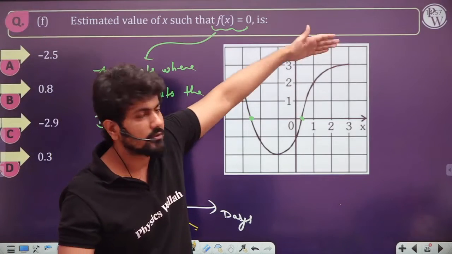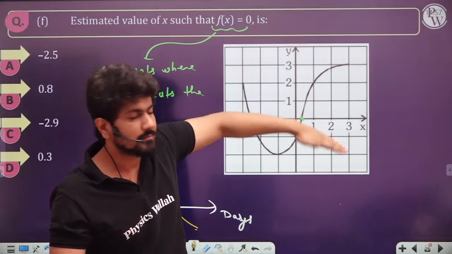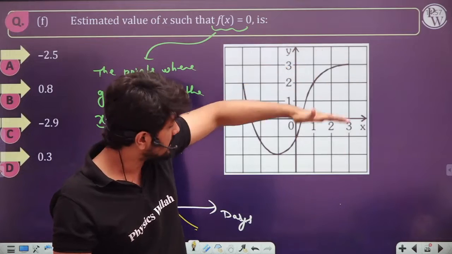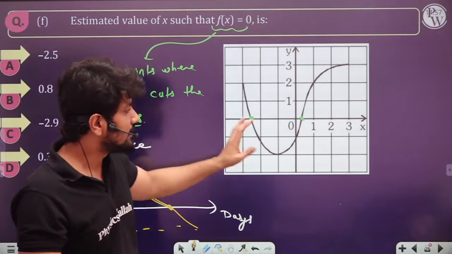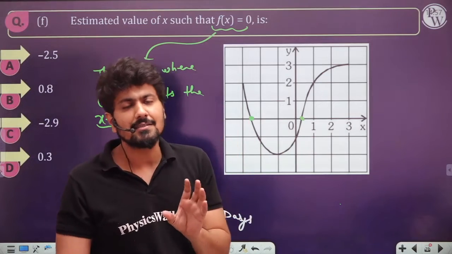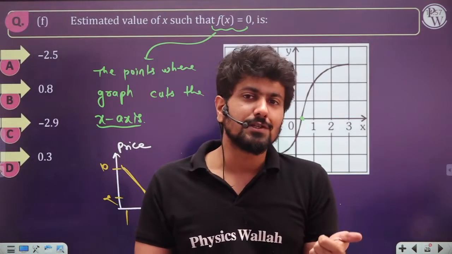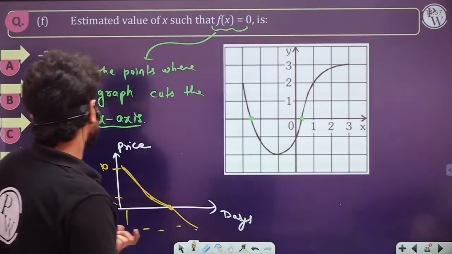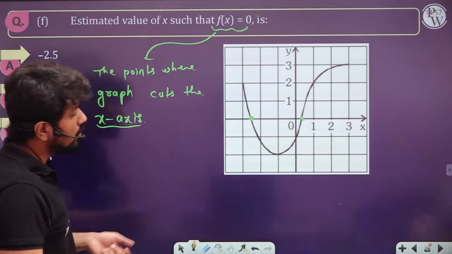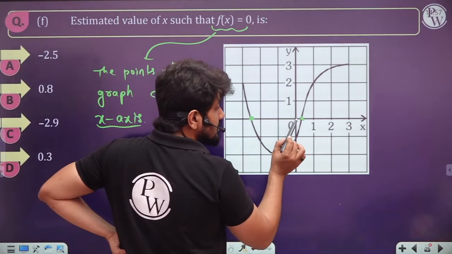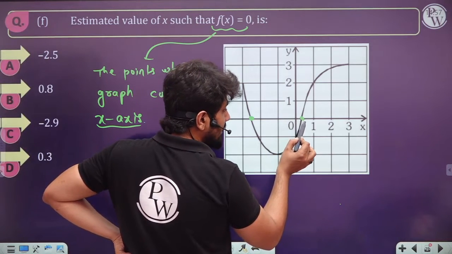When the function is above the x-axis, the value of the function is positive. When it is below the x-axis, the value of the function is negative. And when the graph cuts the x-axis, the value of the function is 0. So that's what they are asking us, where the graph is cutting the x-axis. So almost this point is what? 0.23, right? Almost like that.